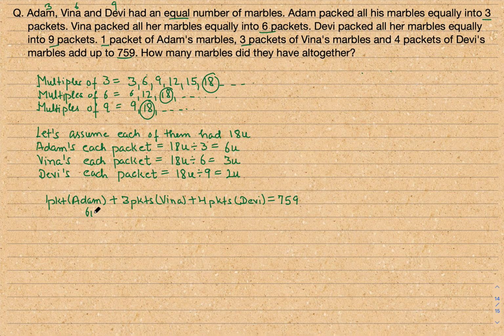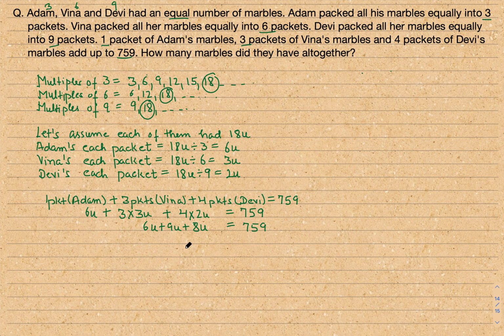We know that one packet of Adam is 6 units of marbles. And how about 3 packets of Veena? One packet is 3 units, so 3 packets will be 3 times 3 units. Similarly, for Devi, one packet is 2 units, so 4 packets will be 4 times 2 units. And all this should be equal to 759. So if we calculate this, it will be 6 units plus 9 units plus another 8 units. 6 units plus 9 units is 15, and 15 plus 8 will be 23 units.